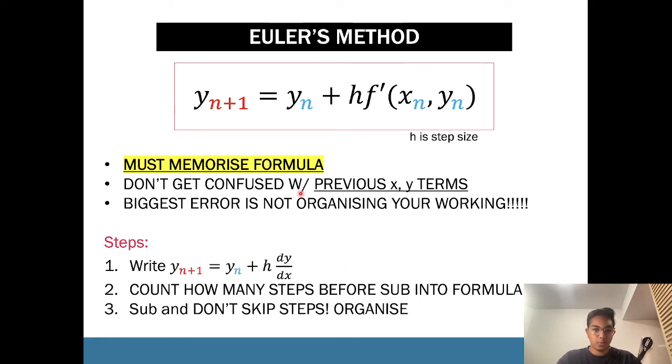So when it comes to organizing your working out for Euler's method, write out your formula and count how many steps before you sub into the formula. So figure out how many steps of Euler's formula you want. To work out your steps, you want to look at the number of divisions until your final answer, basically. And use a table, like a table of x versus steps, or a table of y versus the number of steps. Okay, cool. Hopefully that does make sense.